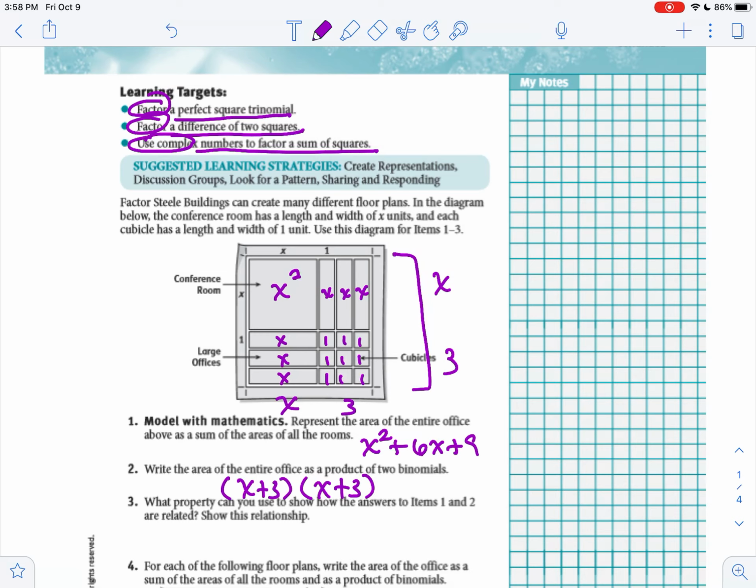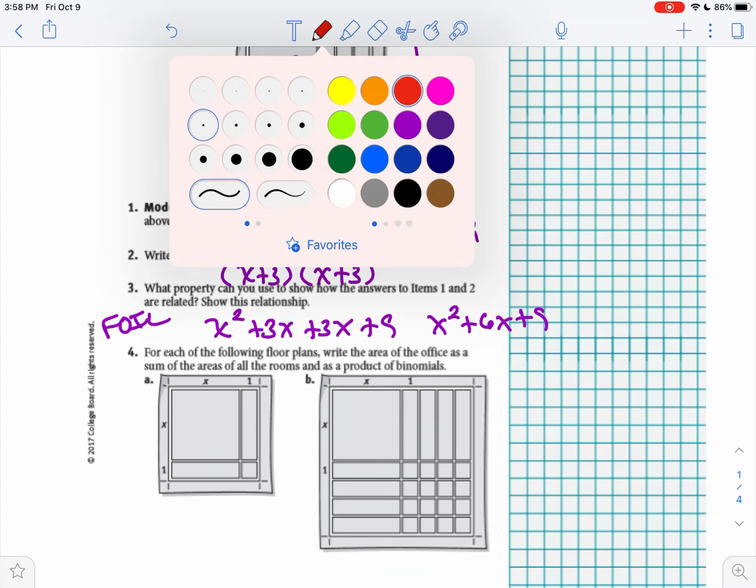Now, what property can we use to show that the expressions in items 1 and 2 are related? Well, we should be able to use FOIL to do that. x times x is x squared. Outers are 3x. The inners are also 3x. And the last is 9. So that is x squared plus 6x plus 9. We use the distributive property, but we call it FOIL for the method that we use. And we're going to be working on some backwards FOIL so we can get from the trinomial back to the two binomials to factor.